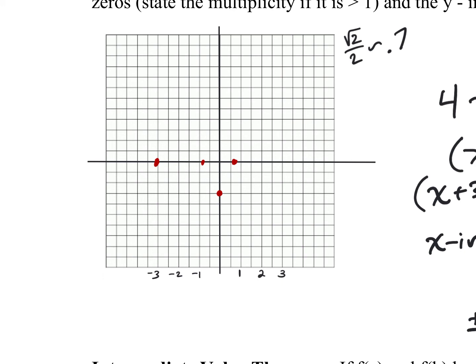So you can see here that I've plotted my 3 x-intercepts, one at -3, one at negative root 2 over 2, and one at positive root 2 over 2. You can see I'm using approximately 0.7 for that expression.